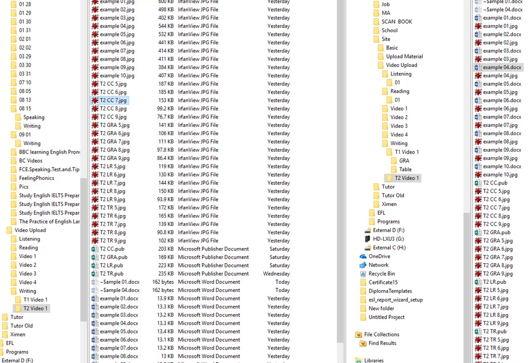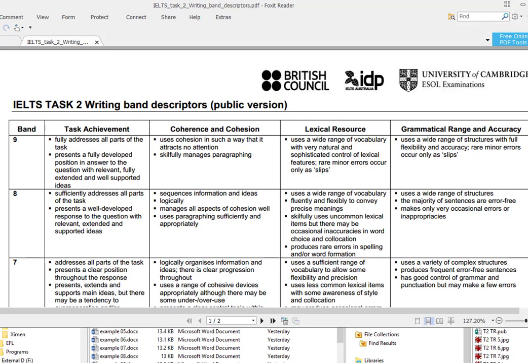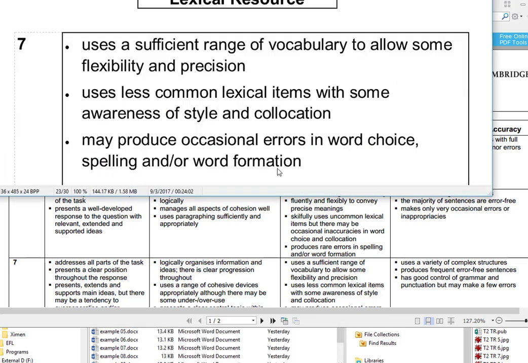So, as far as vocabulary goes, I'd say yeah, there's some awareness of style and collocation, although there are occasional errors in word choice. It's a wide range of vocabulary.